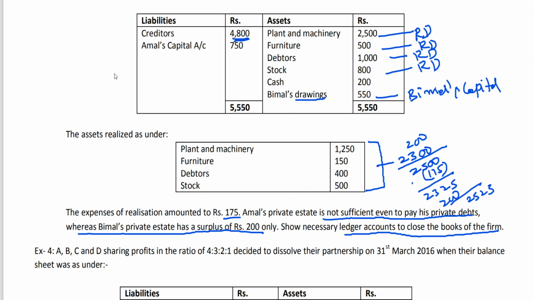Assets realized. Okay, this is completed. Then we got the next one, Kratos. I told you we have already opened that account. Expenses of realization amount to 170.